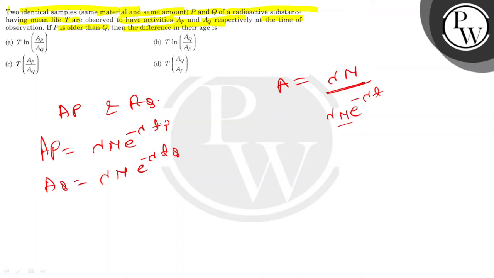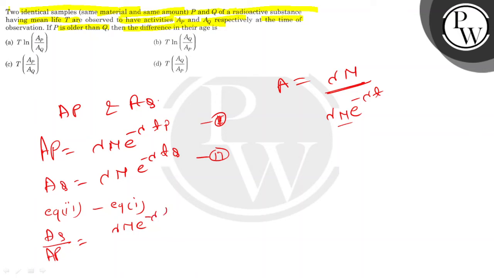If we divide these two equations, then equation 2 is this and equation 1 is this. Equation 2 divided by equation 1. So AQ by AP is basically lambda times N into e raised to the power minus lambda into tQ, over lambda times N into e raised to the power minus lambda into tP.